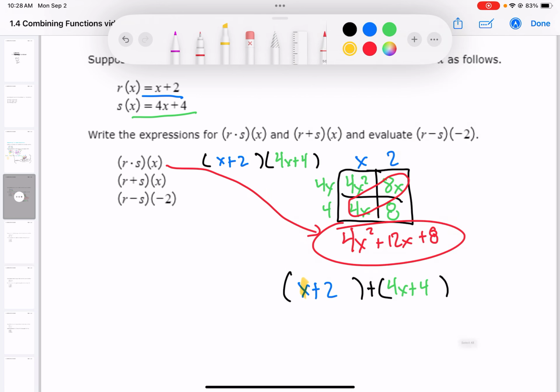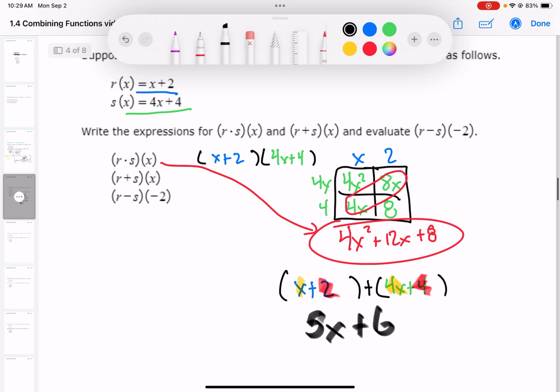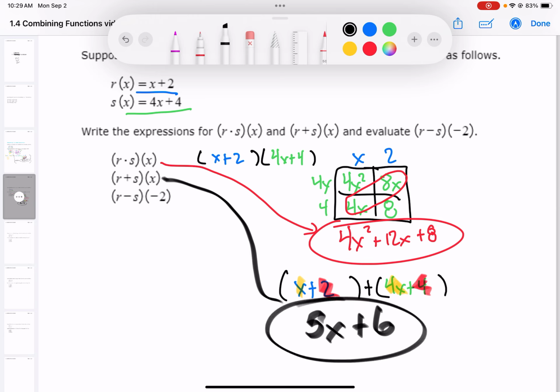Now let's go, my x's are right here, and my constants are right there. So x plus 4x gives me 5x. And then 2 plus 4 is plus 6. So there you go. There's your answer for that one.